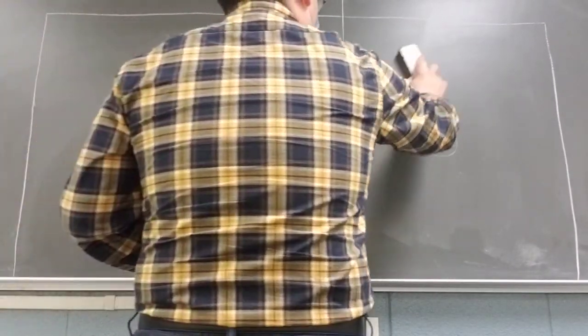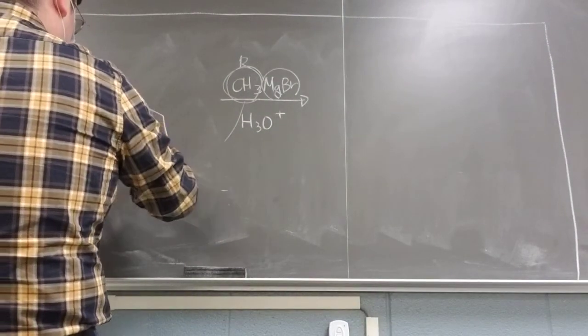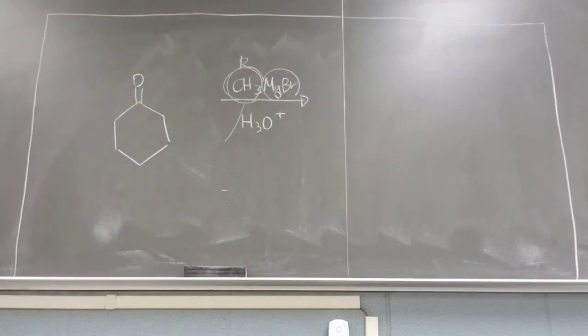How about we do it for ketone? This was aldehyde. So we do ketone. Okay. This one. This is a ketone now. Do the same thing. What happens? Do the same thing.